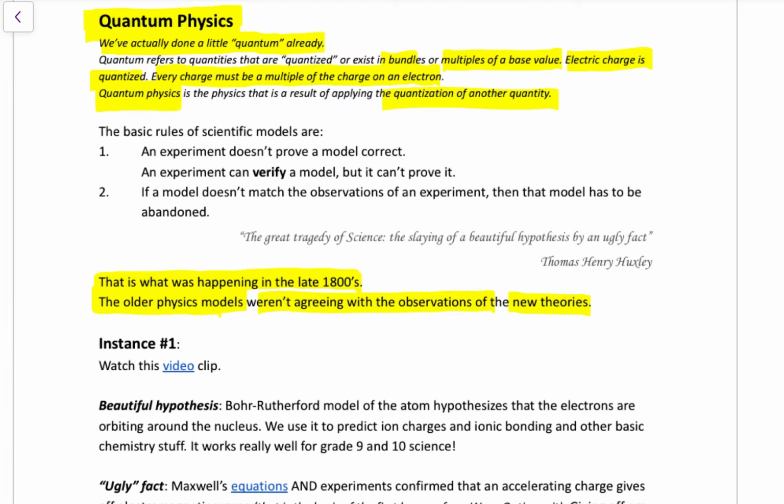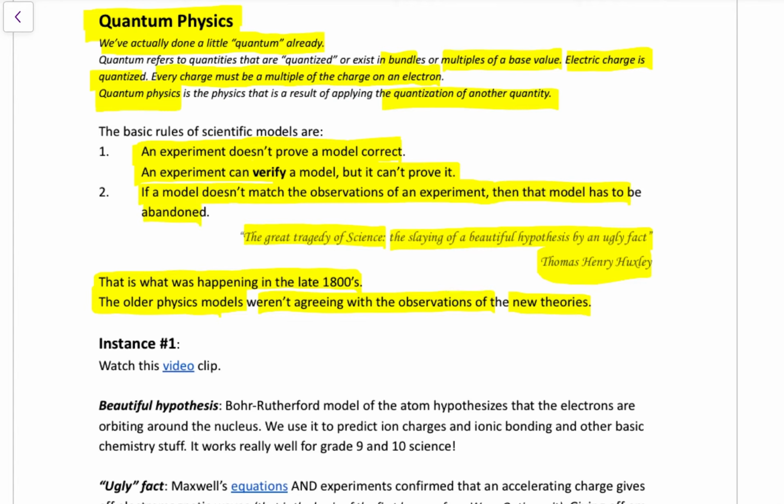There's a famous quote by Thomas Henry Huxley, an author and philosopher. He said, "The great tragedy of science is the slaying of a beautiful hypothesis by an ugly fact." Basically, when we're working in science, it's the experiment or the real world that drives it. An experiment can't prove a model correct, it just validates it and confirms it. So we can't prove a model correct, but if a model doesn't match an experiment, that can prove the model wrong.